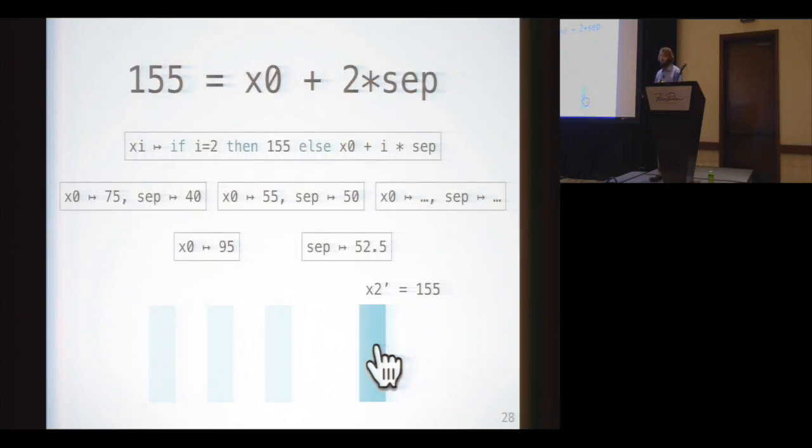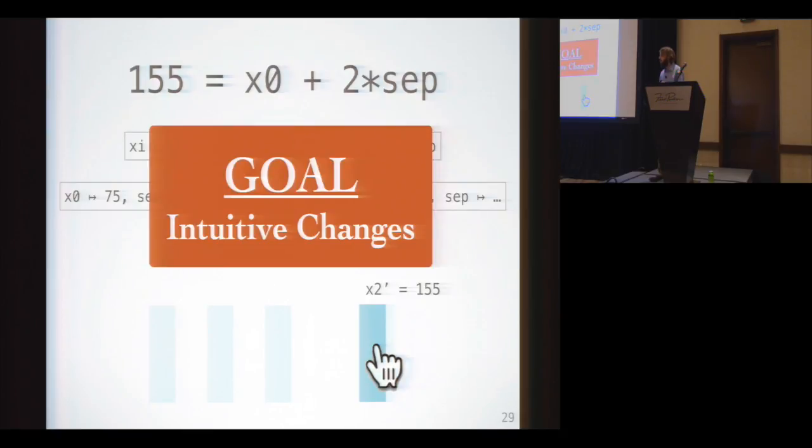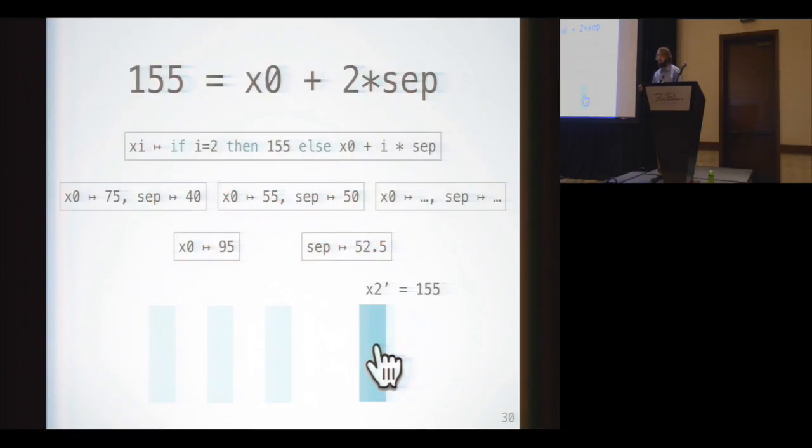With all these options, which one should we take? Now remember, we want to make intuitive changes to the program. And one way to do that is to avoid making changes that are not possible. Consequently, we decide not to do this.